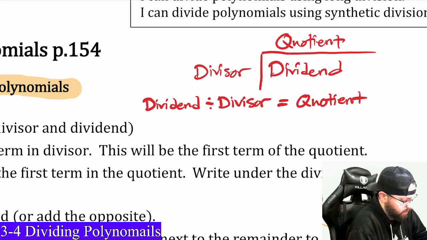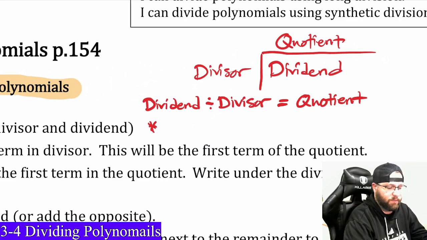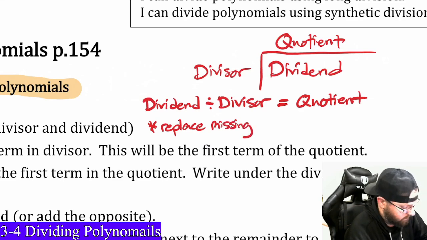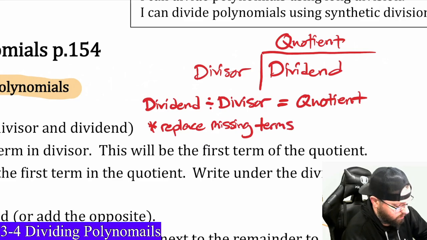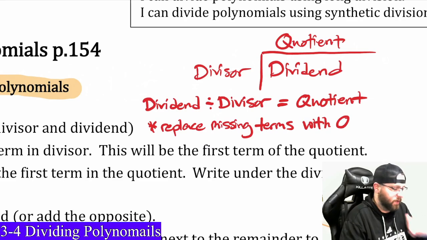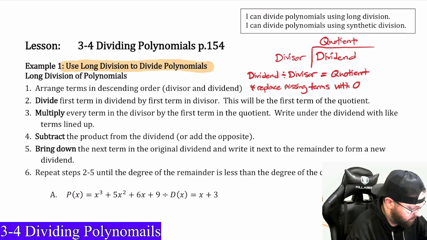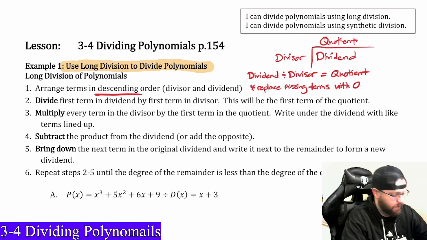Okay, and we remember that one thing we need to recall is anytime that we get a polynomial, we want to replace any missing terms with 0. Okay, so we're going to come across that here in a little bit. Okay, so what we're going to do is we're going to arrange the terms in descending order. They gotta be in descending order, right? Both the divisor and the dividend.